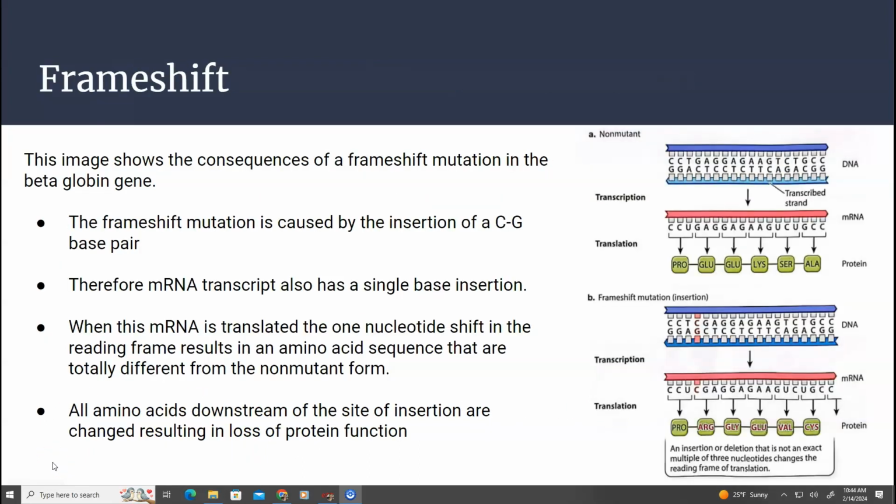This slide shows the consequences of a frame shift mutation in that beta globin gene we were talking about before. So here's the non-mutant form and the amino acid sequence there. Here we have an insertion of a cytosine guanine base pair, and therefore it shifts the entire frame to the right, and therefore our amino acid sequence we can now see is completely off besides that very first amino acid. So that causes an entirely different protein that could be created.